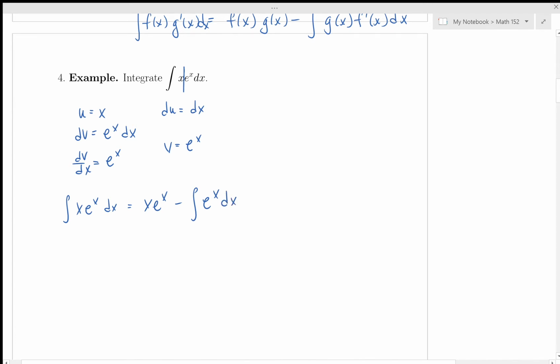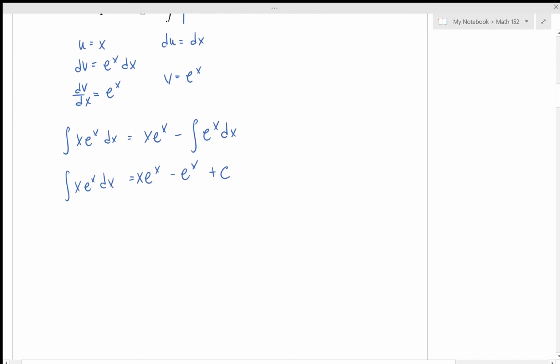Okay, now I have an integral sitting there that I can do by inspection. So I get x e to the x minus e to the x plus a constant. So that is my integral of x e to the x dx. Okay, I could now check this by taking the derivative and making sure I did this correctly.